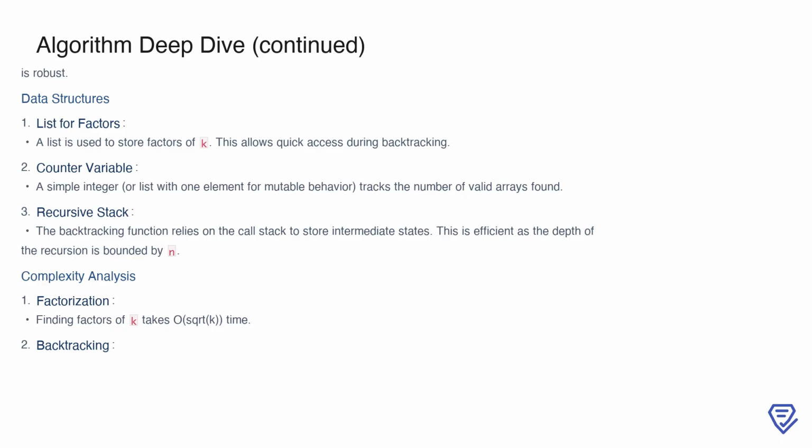The recursive stack is another critical component, as it stores intermediate states during the backtracking process. The depth of this stack is bounded by n, making it efficient for moderate input sizes. Finally, the algorithm is robust because it explicitly handles edge cases such as n being 0, k being 0, or k being a prime number. By ensuring the algorithm accounts for these scenarios, we can confidently apply it to a wide range of inputs.